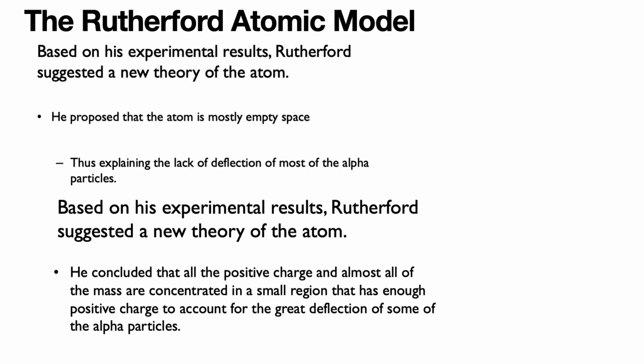So, based on these experimental results, Rutherford suggested a new theory of the atom. He proposed that the atom is mostly empty space, thus explaining the lack of deflection of most alpha particles. Because if there were more contents in that atom, there would be more deflection, they'd be bouncing off things. He concluded that all positive charge and almost all of the mass are concentrated in a small region that has enough positive charge to account for the great deflection of some of the alpha particles.